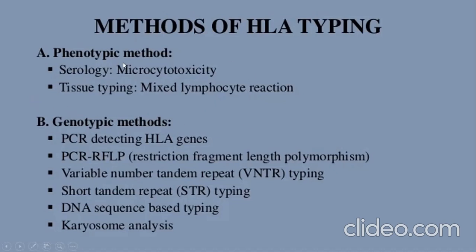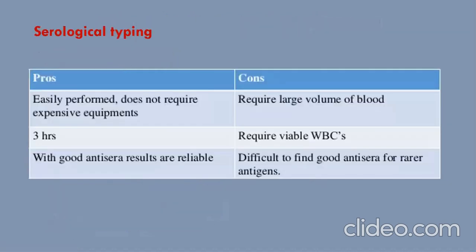But as suggested, pros and cons in terms of serological testing: it is an easy method, but requires a large volume of blood. It takes time, around 3 hours, given the antibodies you have, and it also requires viable white blood cells, which may not be available sometimes in the donor and recipient. It needs good anti-serum molecules in terms of antibodies. Where do you isolate them? It depends on the quality of the antibodies. And it's sometimes really difficult to get the antibodies in terms of cost effectiveness. For rarer antigens, you may not find a proper antibody, or you cannot raise the antibody in the anti-sera.